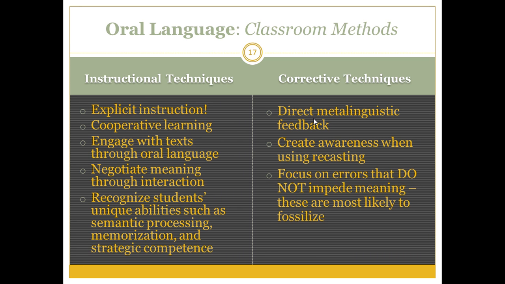Focus on errors that do not impede meaning. So these would be errors like forgetting the S on a plural noun, or forgetting the inflectional S on third person singular. These errors do not impede meaning, so they're likely to go uncorrected. And if they go uncorrected, they may become permanent and fossilize. And then always keep repeating yourself and be patient.